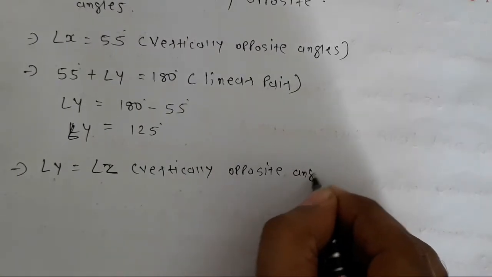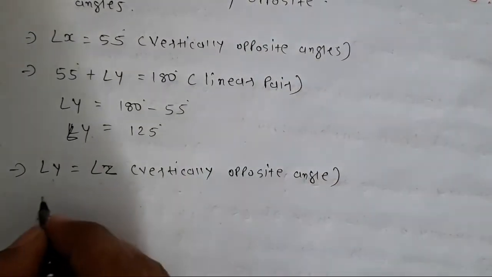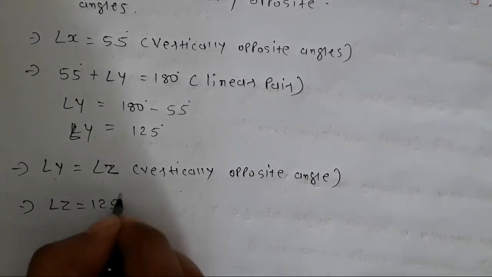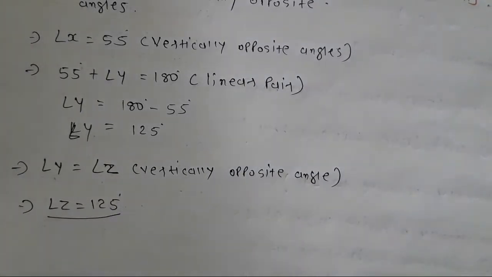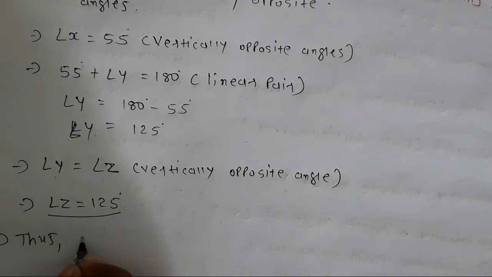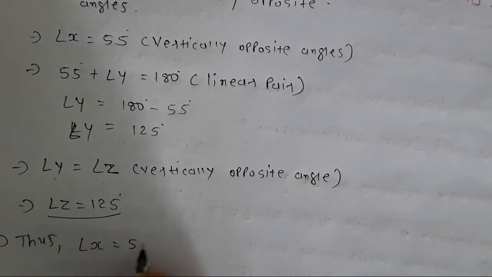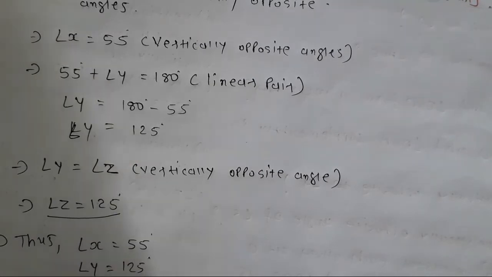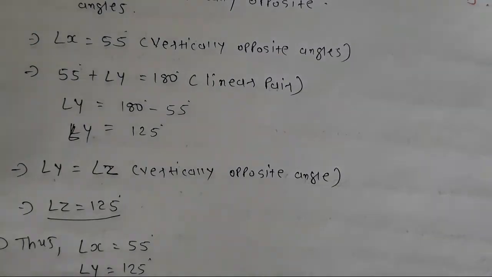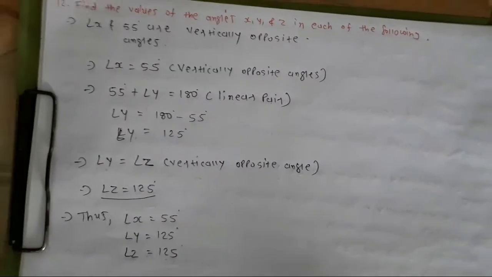Now measurement of angle y is 125 degrees, so angle Z is equal to 125 degrees. So here we are completing this question. At last we may write thus: angle X is equal to 55 degrees, angle Y is equal to 125 degrees, and angle Z is equal to 125 degrees. So here we are completing this question.